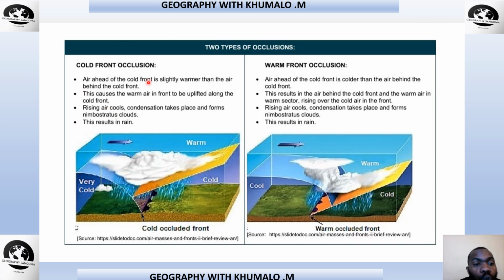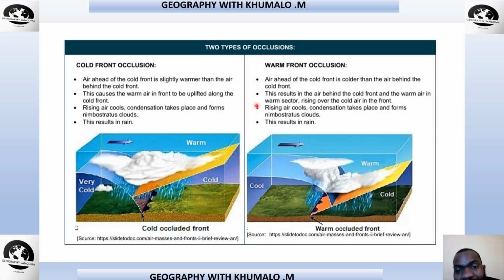So in a cold front occlusion, the air ahead of the cold front is likely warmer than the air behind the cold front. This causes the warm air in front to be uplifted along the cold front. So if the air that is behind the occlusion front is cold, then it is a cold front occlusion. If the air behind this front is warmer than the air that is ahead of the front, then it's a warm front occlusion. So it's all about that. This causes the warm air in front to be uplifted along the cold front. The rising air cools, condensation takes place and forms nimbostratus cloud, and this results in what we call rainfall.